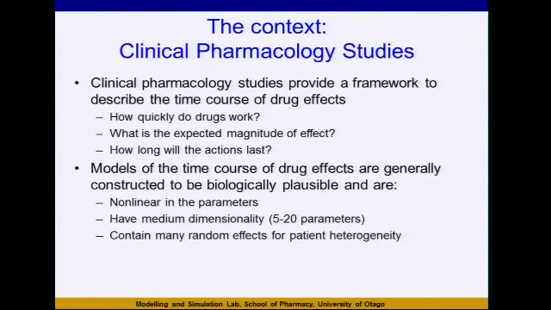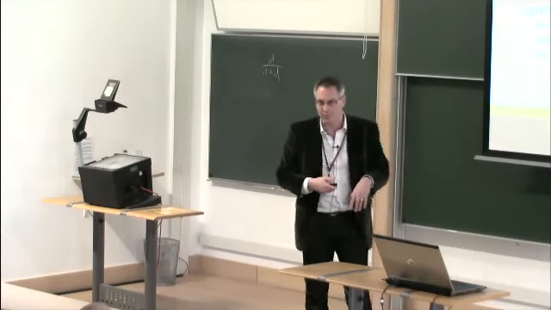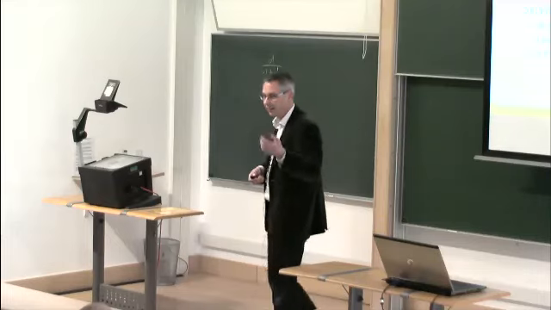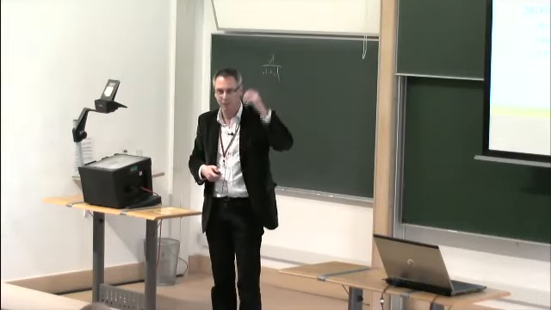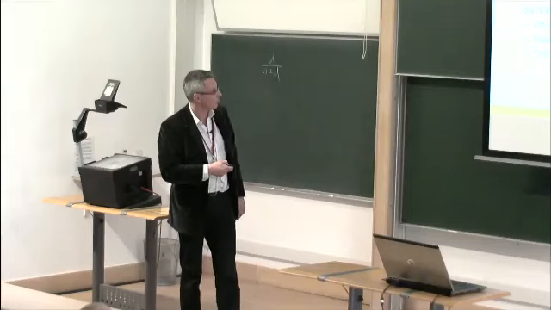Models of the time course of drug effects are generally constructed to be biologically plausible, which means they contain features which we like, and therefore they tend to be nonlinear in the parameters. From our perspective, they're linear models. Pharmacokinetics says that linearity is only based on dose. 99% of all drugs have a linear dose-concentration relationship, and therefore they are linear from our perspective. Double the dose, double the concentration. But of course they're nonlinear in a statistical sense.